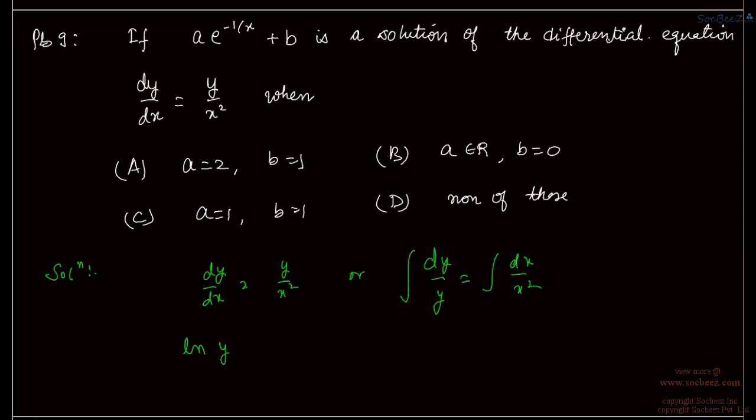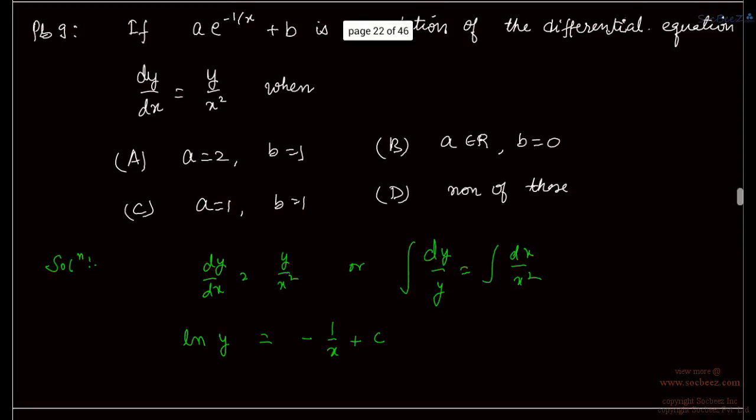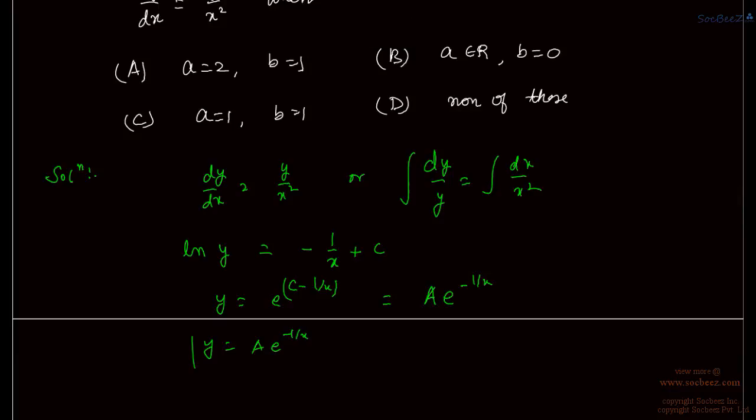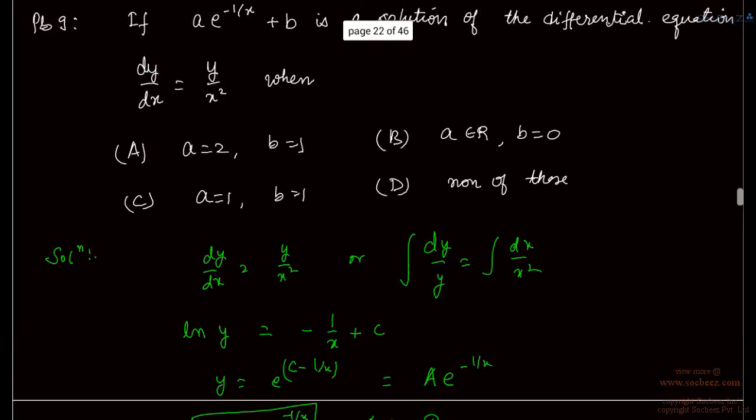So integrating both sides, we will be getting ln y is equal to minus 1 upon x plus some c. Okay, so y is equal to e to the power c minus 1 upon x, which is nothing but a times e to the power minus 1 upon x. So we are getting y is equal to a e to the power minus 1 upon x, where a is a real number, right? And of course there is nothing like b, so b is 0. So from this we are getting option B as the correct one.